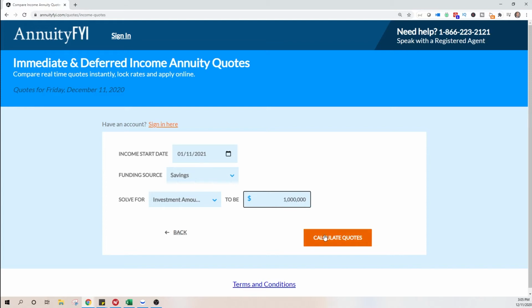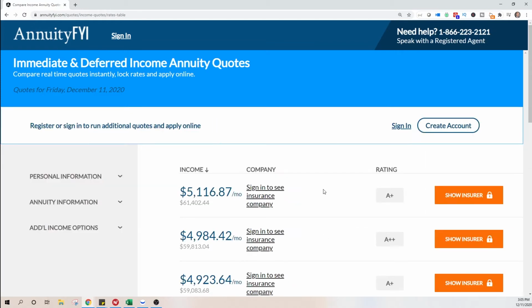Let's see what kind of monthly rates I can get. All right, it looks like for a 67-year-old, we would be able to get, with $1 million of immediate annuity premium, about $5,100 per month, or $61,000 a year.